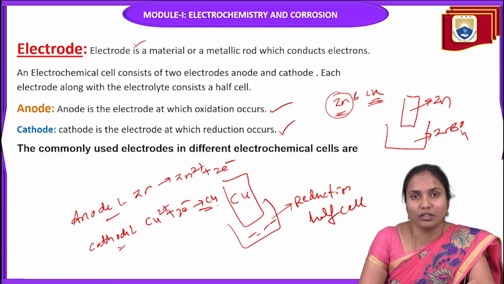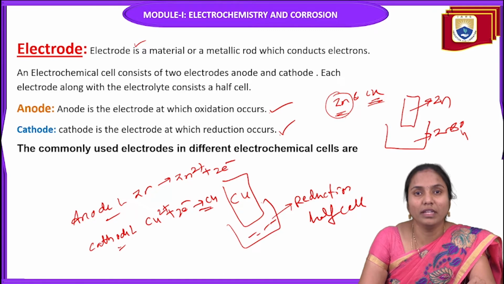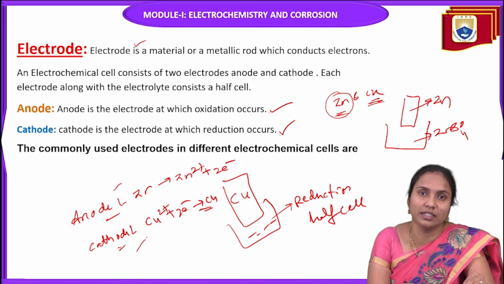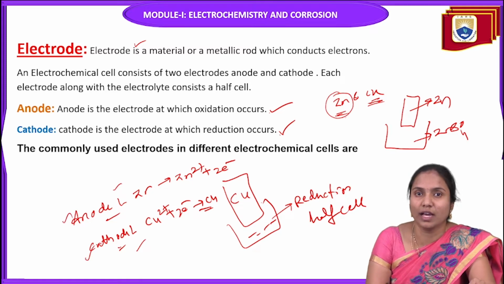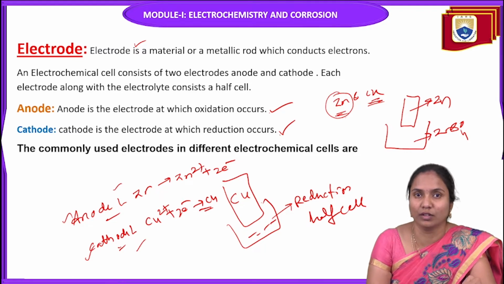So these are the two electrodes present in this cell. What is the meaning of electrode? It is a metal or metallic rod which conducts electrons. There are two types of electrodes, anode and cathode, present in an electrochemical cell. At the anodic area, oxidation reactions take place. At the cathodic area, reduction reactions take place. This is the basic concept of electrodes.